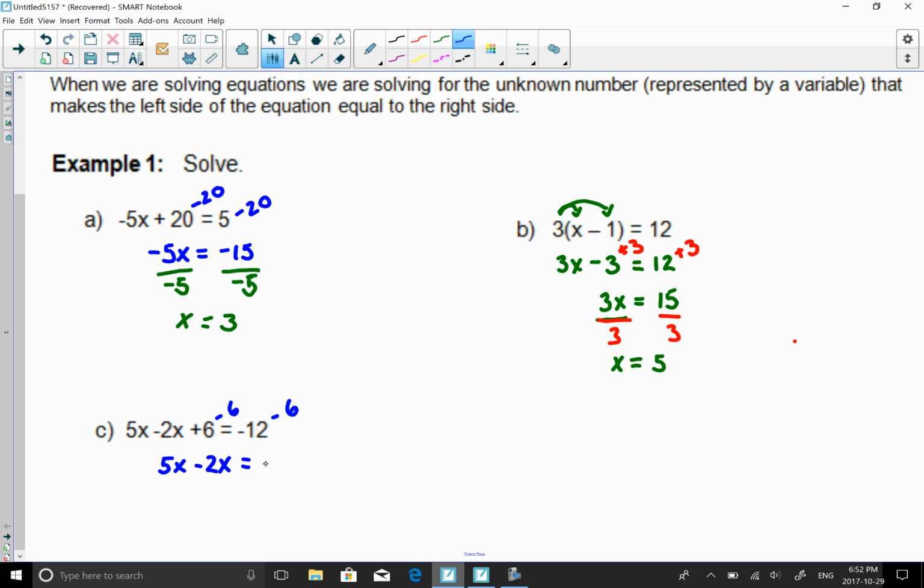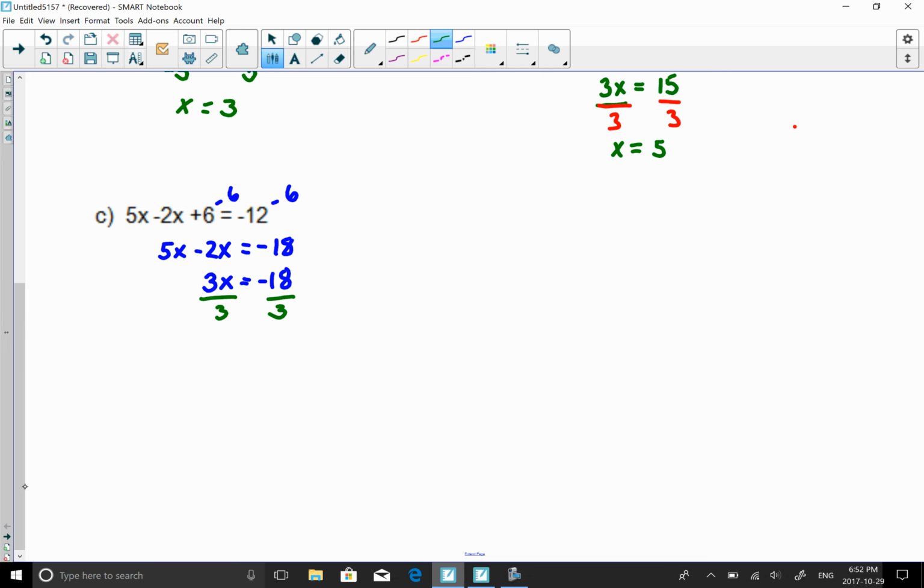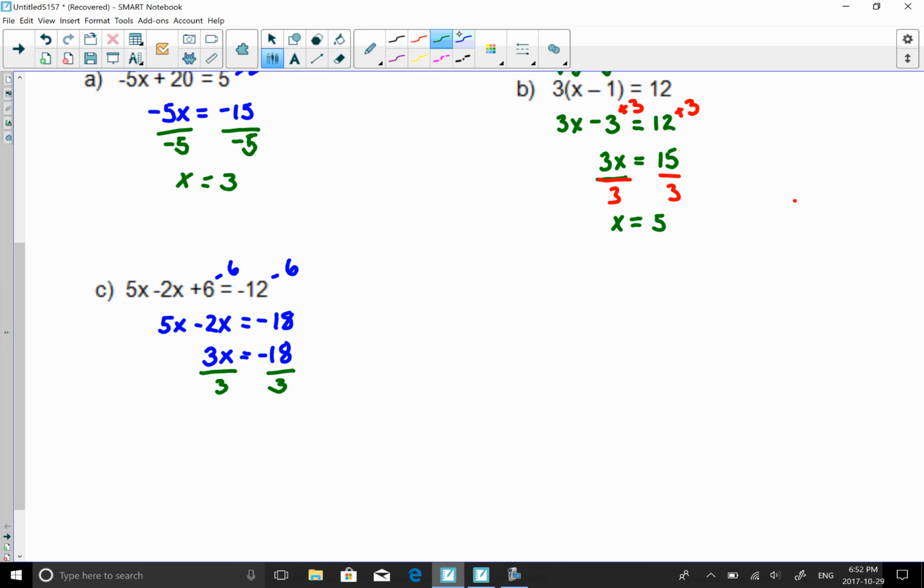And negative 12 minus 6 is negative 18. Then I do 5x minus 2x. Collect my like terms. That's 3x and negative 18. Okay, and my last step is to divide both sides by this number, 3. So x is equal to negative 6.